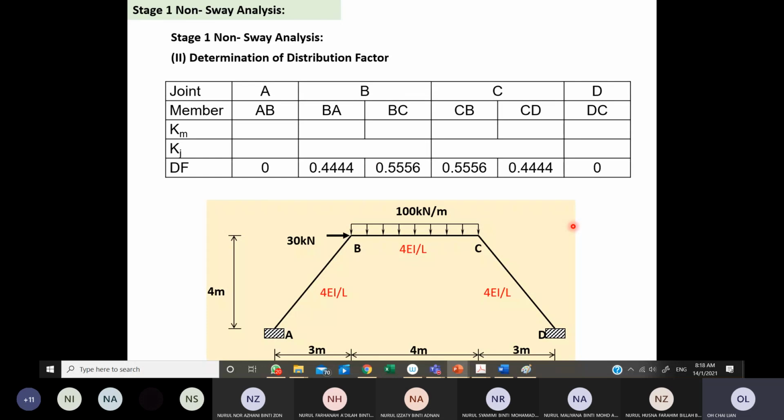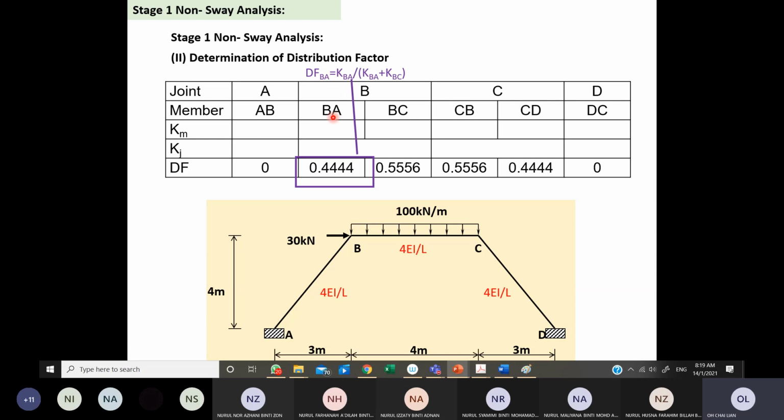Here I just put it in the table. You can put it in the equations. I will quickly show a revision of how to get, let's say, BA. Before we come to that, we need to know that DF for fixed is 0 and DF for pin is 1. So without any calculation, you can just put in your value. For A and D, we have solved it.